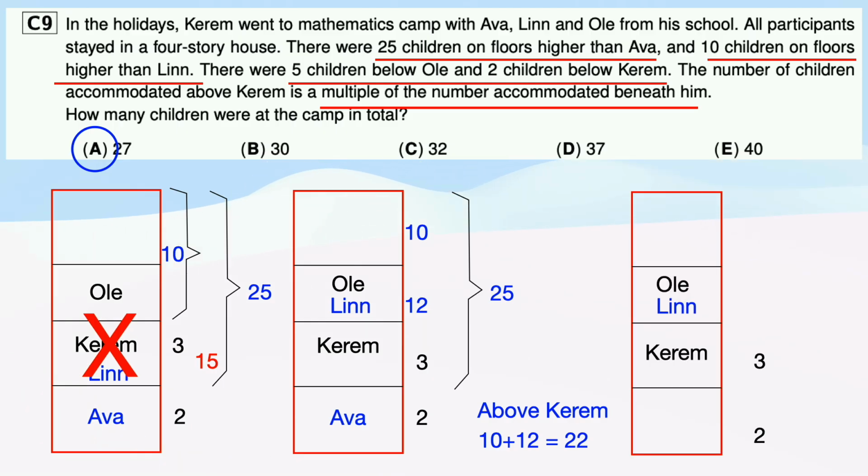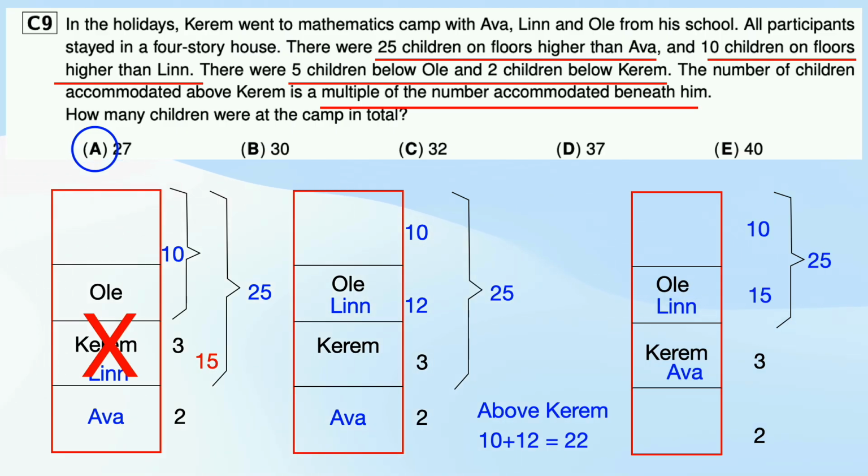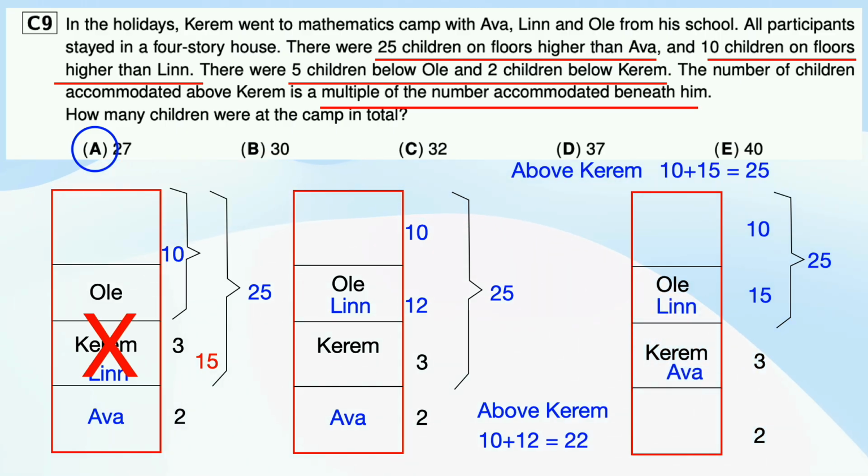So now we suppose that Eva is on the 2nd floor and Lin is on the 3rd floor. Again, 25 children above Eva and 10 above Lin would require 15 children on Lin's floor. But in this setup, there are 25 children above Kerem and still 2 below Kerem, and 25 is not a multiple of 2. So this option is also invalid.